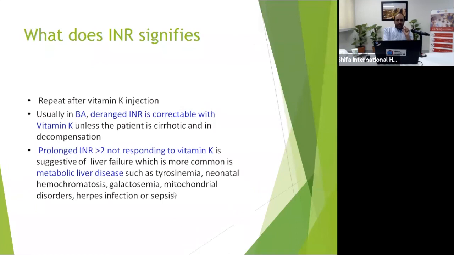The catch point is the INR, as we have seen in the previous cases of discussion. If you give vitamin K and the INR is corrected, it's most likely biliary atresia in the beginning. If vitamin K is given and the INR is not improved, this child is having some liver failure. There could be some metabolic disease, tyrosinemia, hemochromatosis, or severe sepsis.